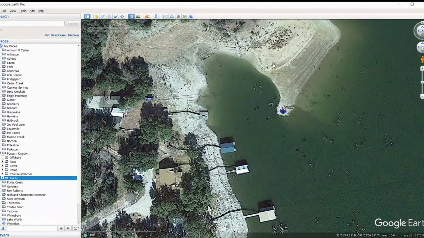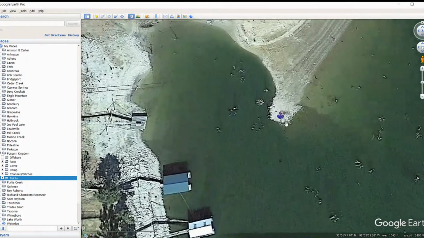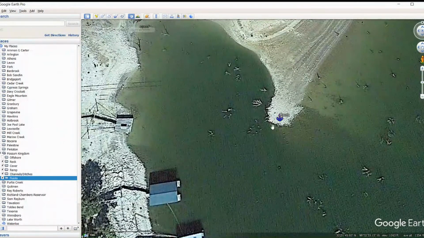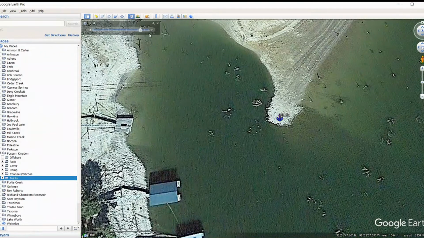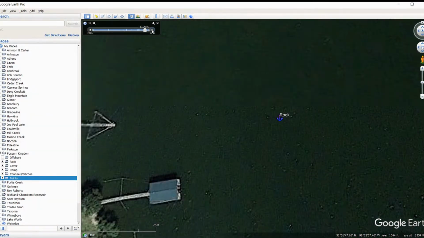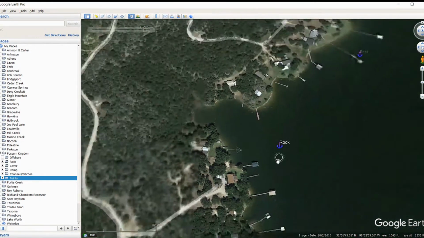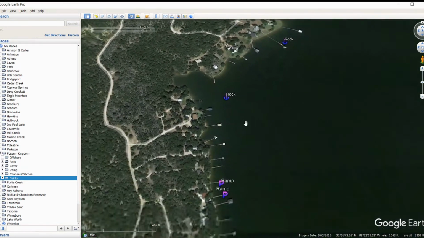So not a lot going on here on this bank line, but as you zoom in, you'll start to see there's a lot of rock right in this area. So you can definitely look there. And if we look at that when the lake's at full pool, totally different, right? You wouldn't even know that that was there at all. You would have no idea.